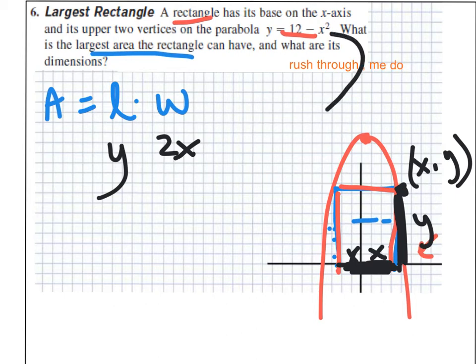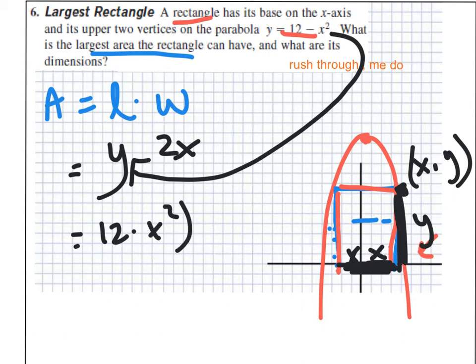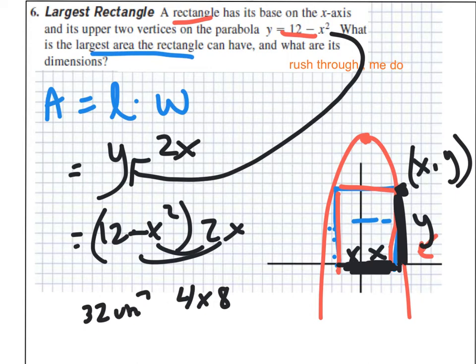But here's my formula for y in terms of x. So then it's really 12 minus x squared times 2x to solve this problem. And then, of course, you would distribute in. You take the derivative, set it equal to 0, and solve. If you did all this and you wanted to try it, feel free to try it. You'd get a 4 by 8 rectangle. The area is then 32 square units.